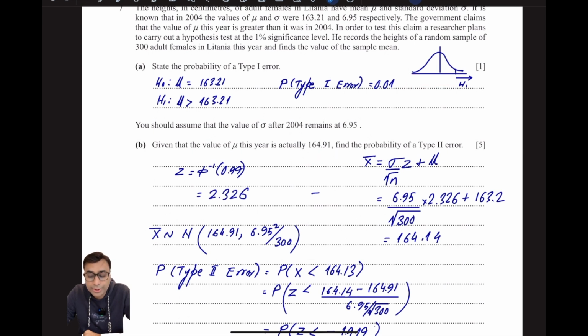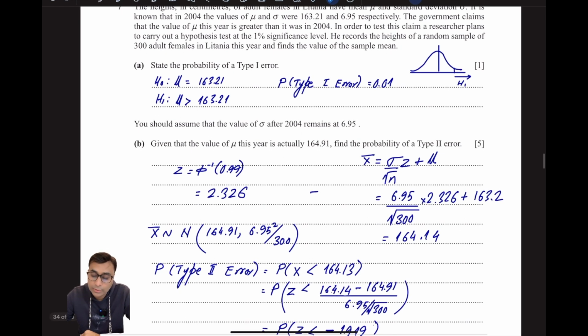But you do calculations on the previous distribution to find out the critical region. So if you find out for 1%, your critical region is at 164.14. So greater than 164.14 is your critical region, and less than 164.14 is your non-critical region, the acceptance of H0. You rewrite your probability with the new value of mean and the same value of standard deviation, because it has been told that we have to assume that the standard deviation has not changed.